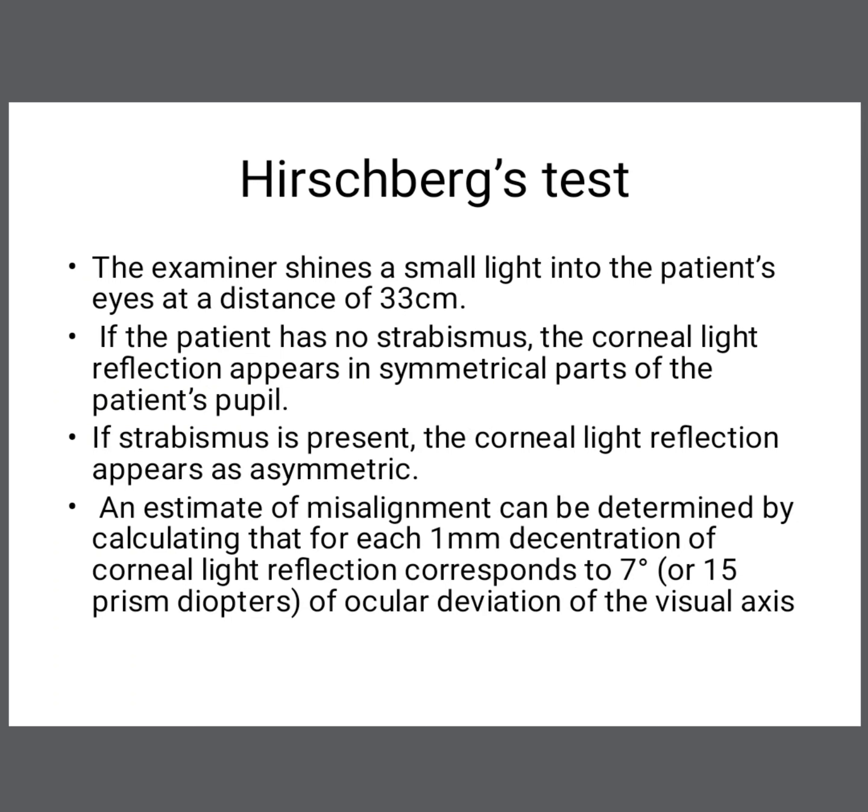And if the patient has no strabismus, the two corneal reflexes appear to be symmetrical inside the patient's pupil. And if the patient is having strabismus, the corneal reflex of the two eyes appears to be asymmetrical. And to measure the amount of misalignment, 1 mm of decentration of corneal reflex is considered to be 7 degrees or 15 prism diopter of ocular deviation.